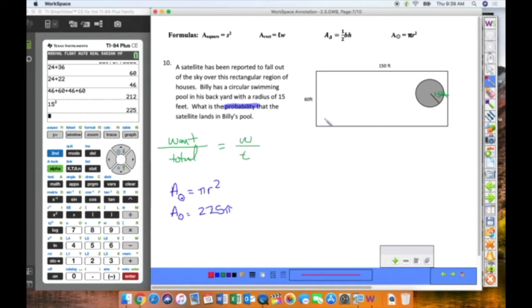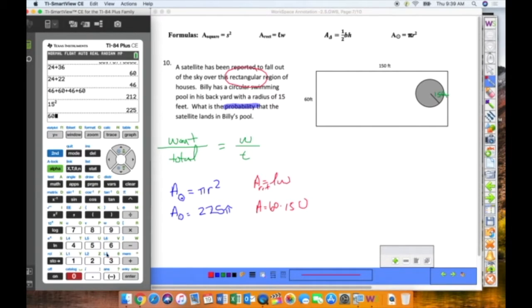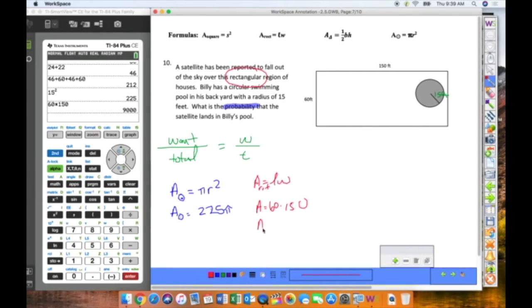And the area of where the satellite is definitely going to land, that shape is a rectangle because they told us so. Even though it doesn't have four right angles, they say it's a rectangle. So area equals length times width, and that's going to be the area of the rectangle. That's going to be 60 times 150. So 60 times 150 is 9,000.